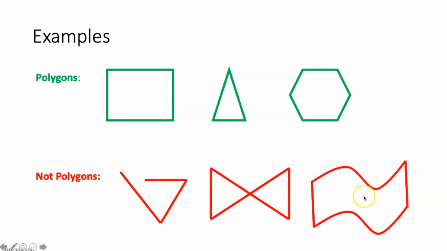Here, this is a closed figure, yes, but remember, it has to be a closed figure made up of a finite number of coplanar segments. Segments would be line segments. This wavy curve would not be considered a line segment. Therefore, it cannot be considered a polygon.